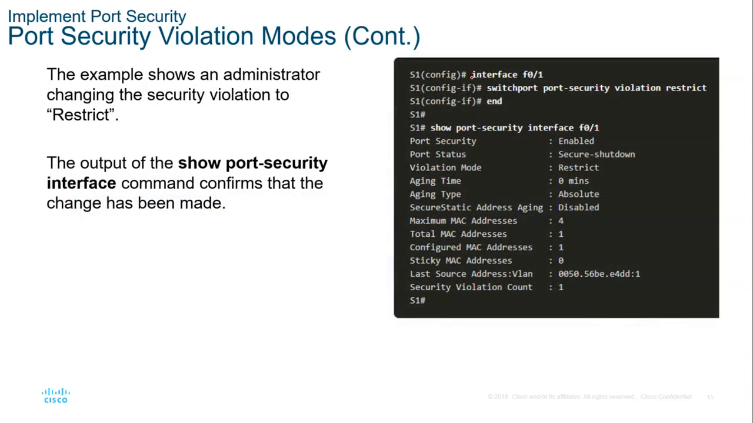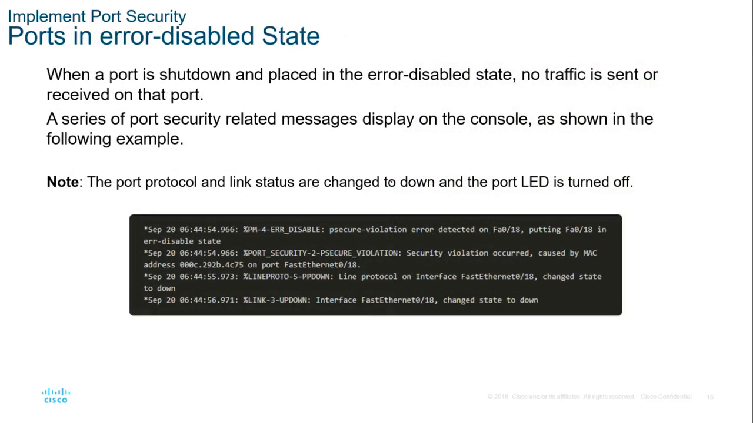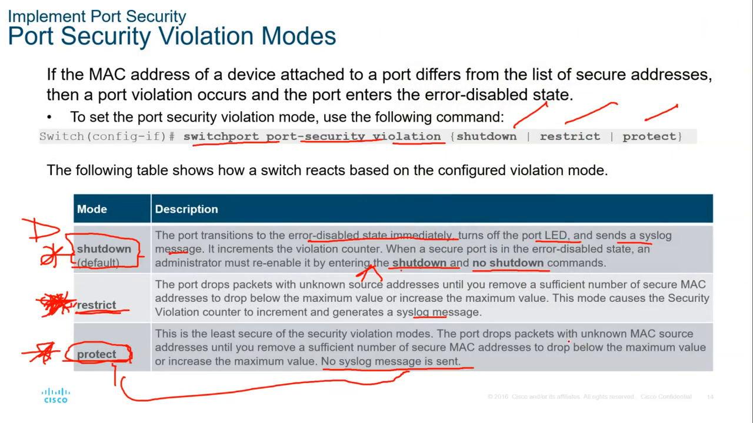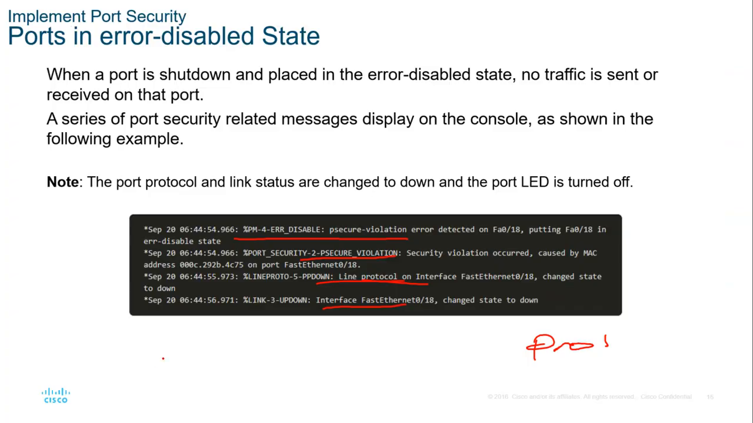So as you can see here, we have the sample interface, then switchport port-security violation. You can have restrict, you can have protect, you can even have shutdown. But shutdown is the default. Every time you enable port security, the violation action is always shutdown mode. The notifications that I've been talking about are here, as you can see. But when it comes to protect, it's not going to generate these messages.